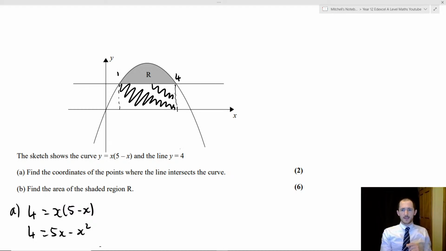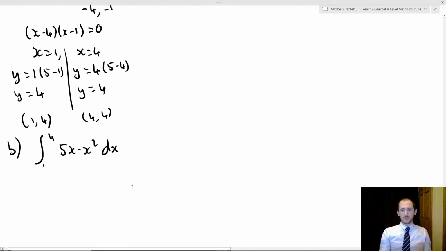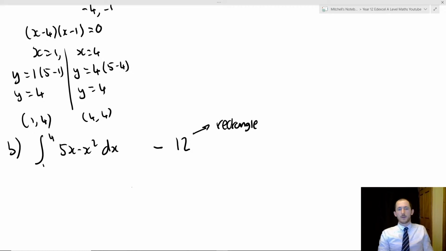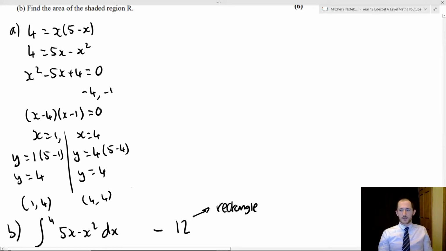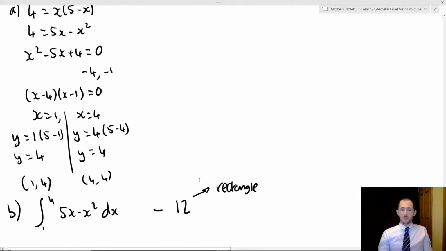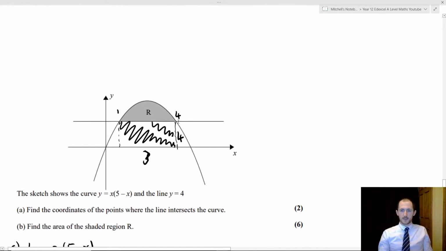So the width of this, it goes from x is 1 to x is 4, so that's a width of 3, and the height is 4. So the area of that is 12, right? So what we can do is then write minus 12, which is just the rectangle. And that will give us our final answer. Okay, so that gives you 2 marks, just writing 12 basically, right? Because the width is 3, height is 4. So we're going to be really careful of that.